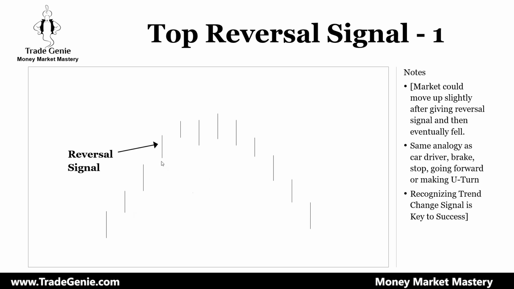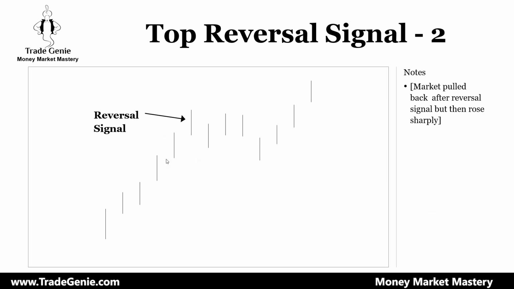So the reversal signal came here at this bar, and then the market started to crash later, maybe 4 days, maybe just 4 bars. So it could be a 15-minute bar, it could be a weekly bar, but the market eventually tanked. So you recognize the reversal signal here.